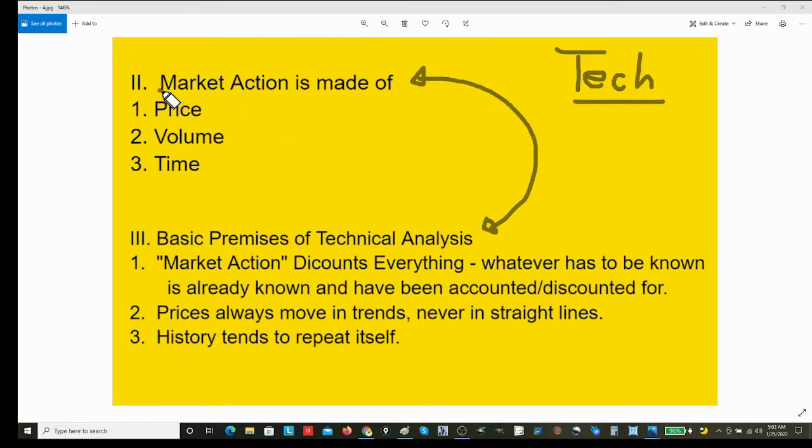First, you have to understand market action. What is market action? It is the changes in price and volume over a specific period of time. This creates market action. In the basic premises of technical analysis, market action discounts everything. Whatever has to be known is already known and has already been accounted for or discounted for.